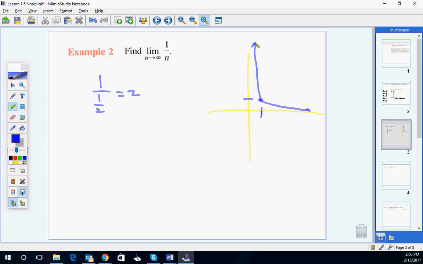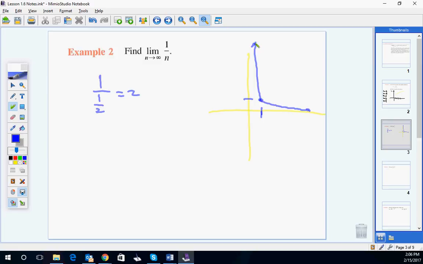We don't care about those in this one because it wants us to take the limit from where? To positive infinity. So we're trying to find the limit in this direction. So by the picture, what would your answer be? 0. That's correct. Okay? It's approaching 0. As I go to infinity, this line is getting closer and closer to 0. That's what it's approaching.